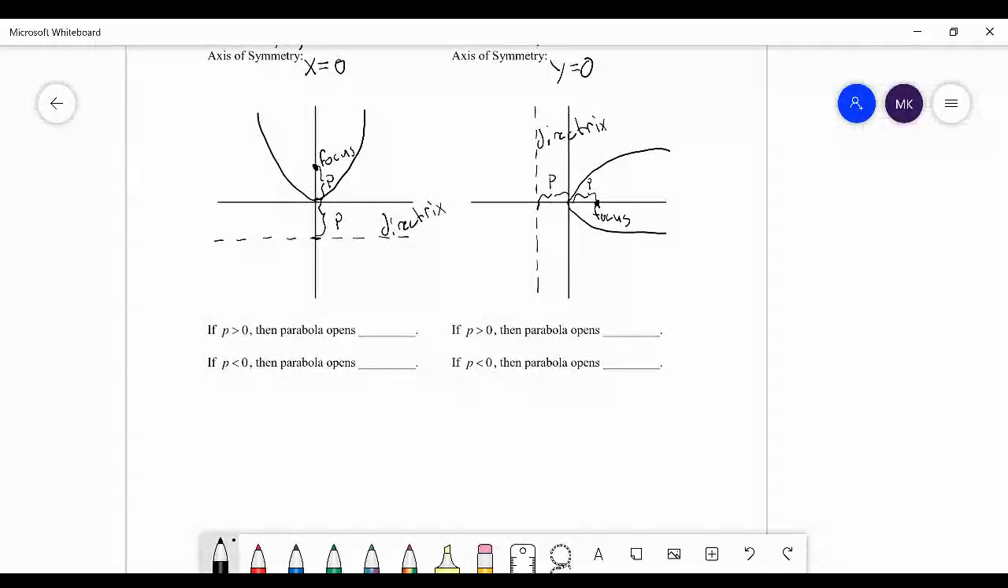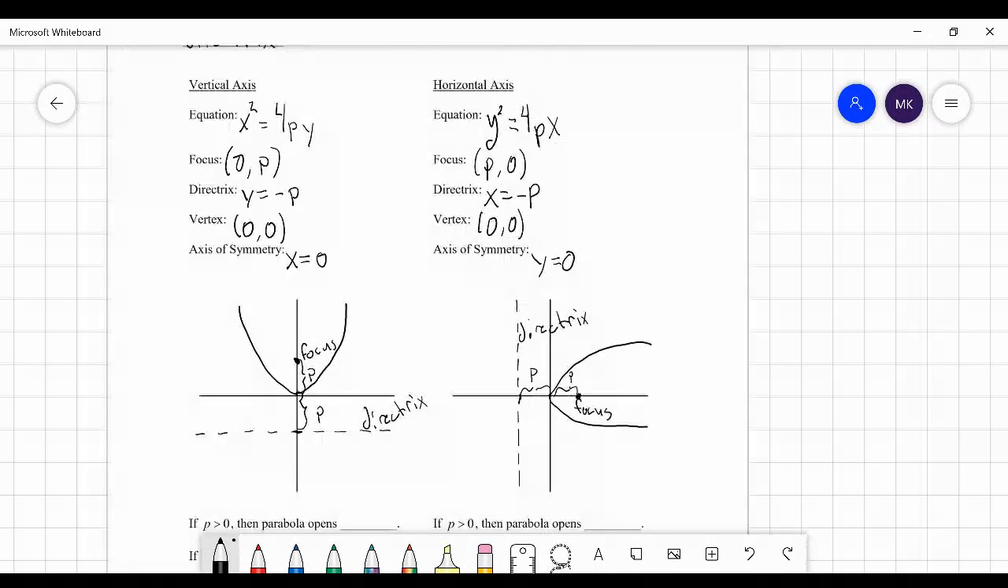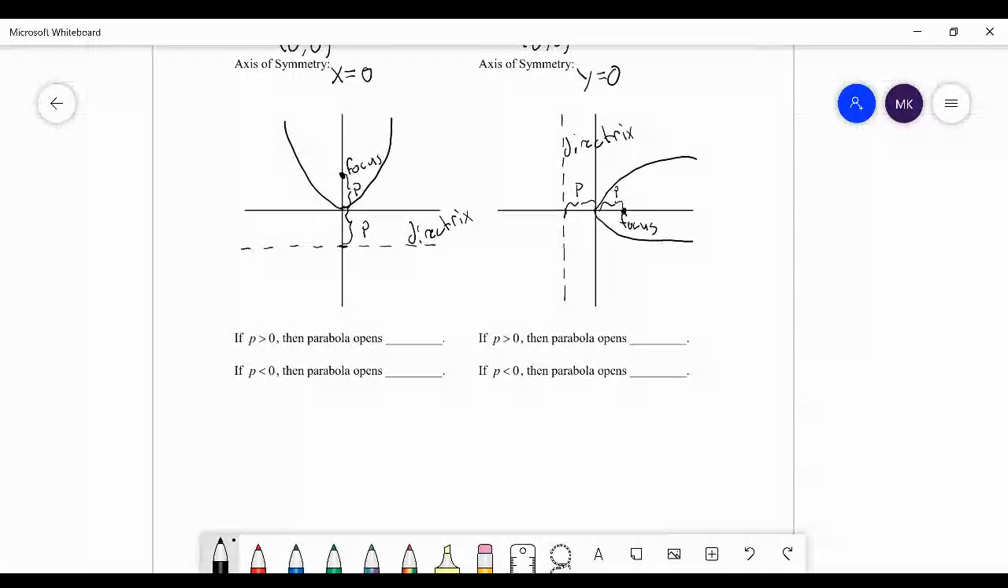And so once we have identified whether it's vertical or horizontal, then we can look at the p-value, see if it's positive or negative, and that tells us whether it opens up, down, left, or right. If p is positive and we're dealing with a vertical axis of symmetry, then we open up. If p is negative, we open down. Now, if we're dealing with a horizontal axis of symmetry and p is positive, it opens to the right. And if it's negative, it opens to the left.